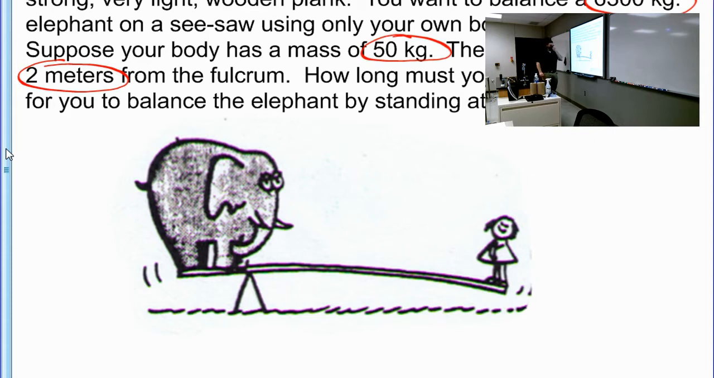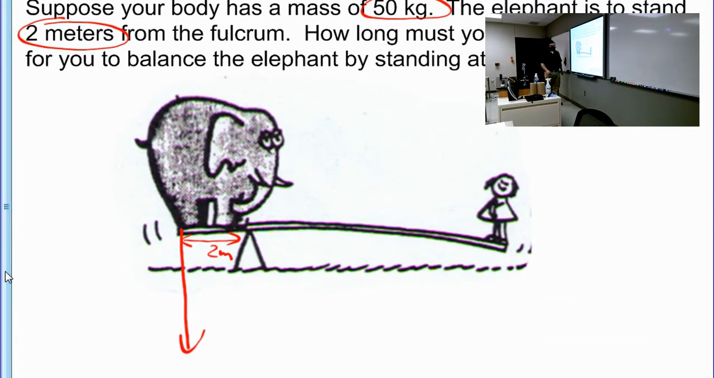Okay, now we have ourselves a diagram, but we need to label this stuff on the diagram. We have our fulcrum here. That's the triangle portion. And the elephant's going to be standing 2 meters from the end. So we're just going to assume the distance is 2 there, 2 meters. The diagram isn't really quite showing it, but let's just say the elephant has a mass of 6,300 kilograms.